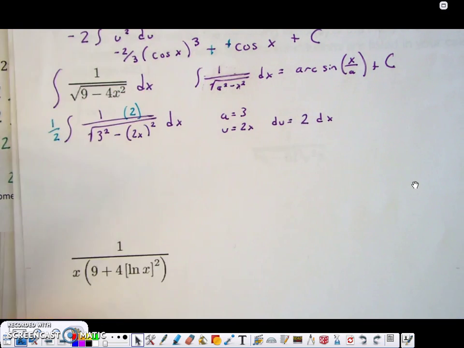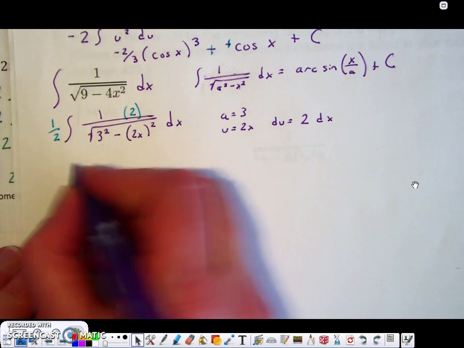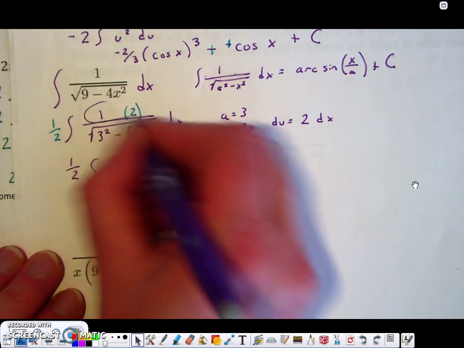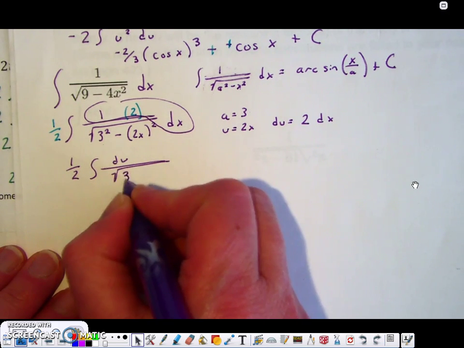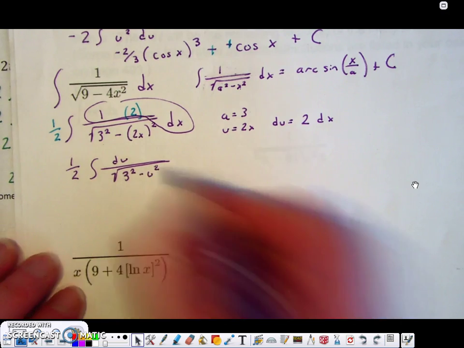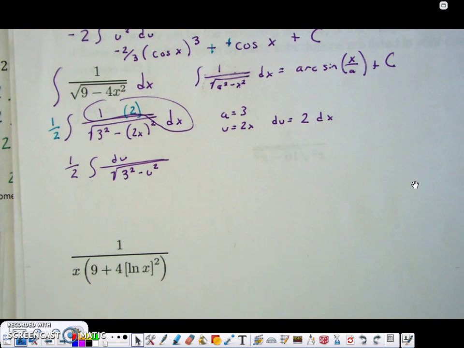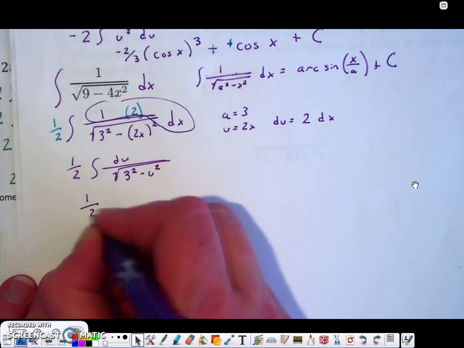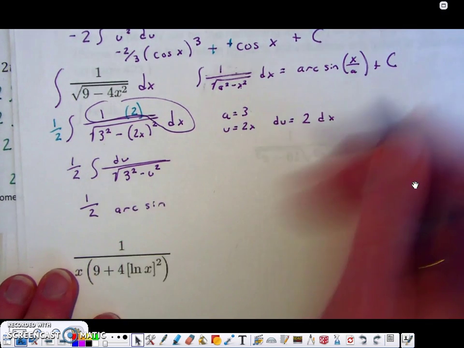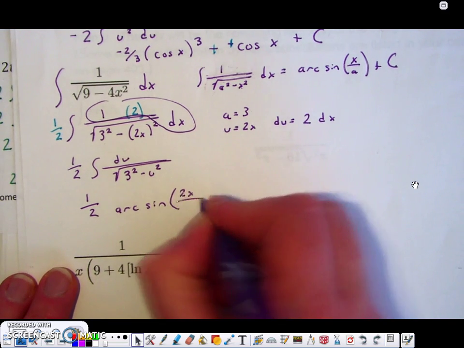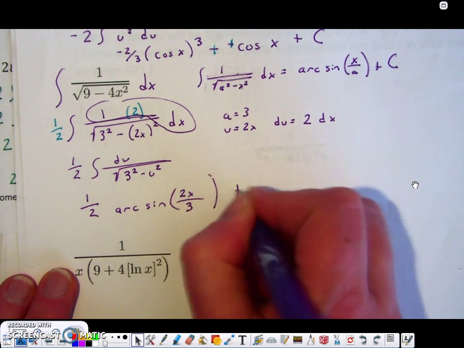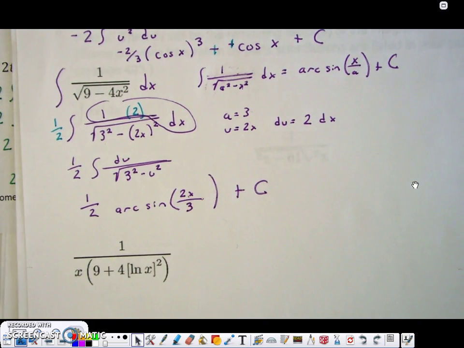Okay. So this now is 1/2. This guy is your du. So du over 3 squared minus u squared. Okay, so you're just substituting into the formula. You've got the arcsine x over a is really all you have to remember. So 1/2 arcsine is u over a for us. So what's our u? 2x over our a, which is 3, plus c. And we got it.